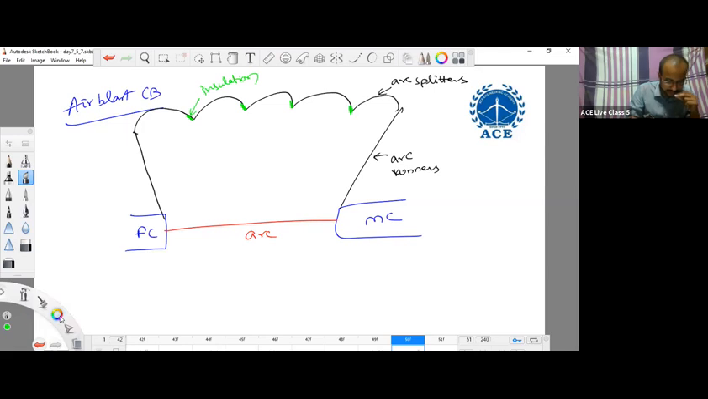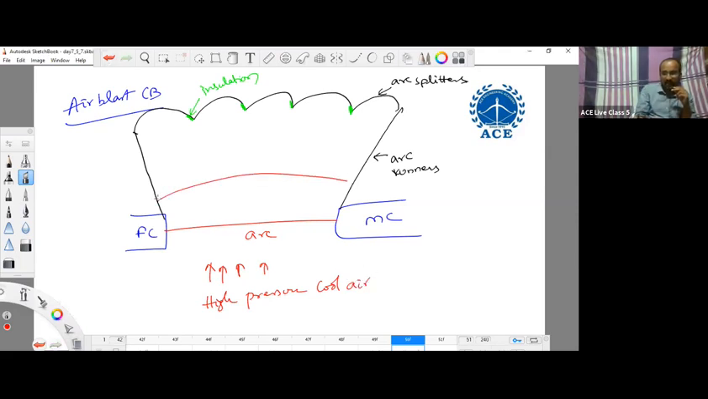So what happens here? In order to quench the arc in case of an air blast circuit breaker, we will apply high pressure cool air. High pressure cool air is blasted across the arc. Then the arc will run along the arc runners.